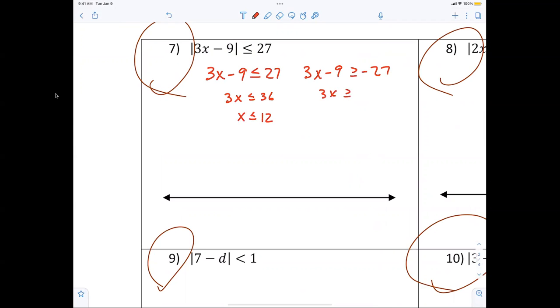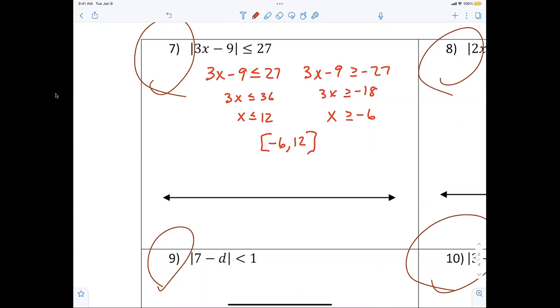3x is greater than or equal to negative 18. So x is greater than or equal to negative 6. So now you're thinking, if I'm less than 12 and greater than negative 6, that means what? Yes. So you're going to say it is all of the solutions between negative 6 and what?